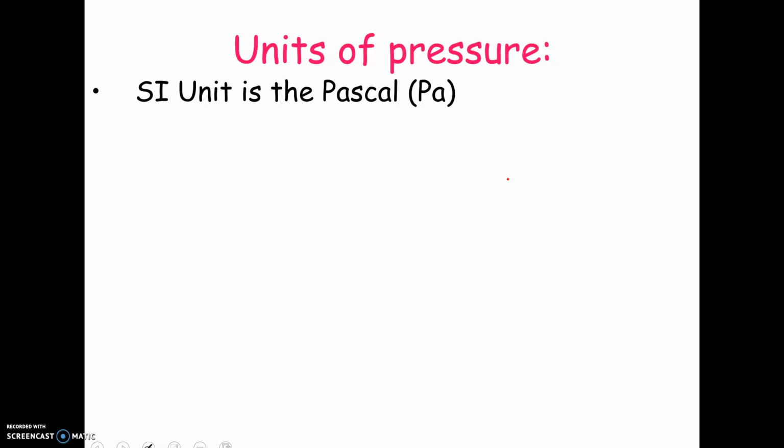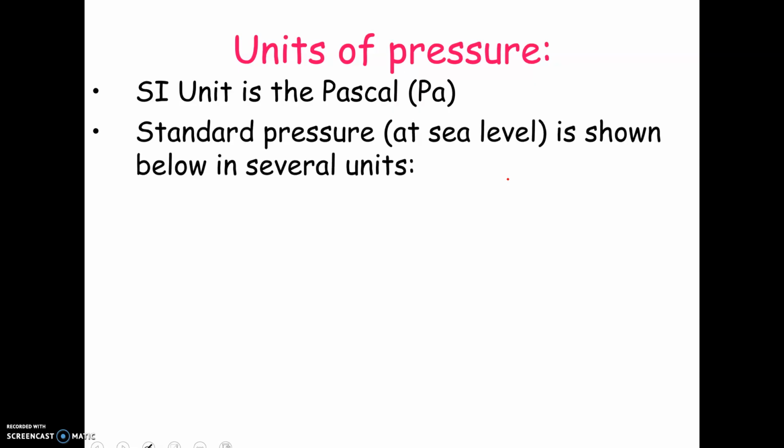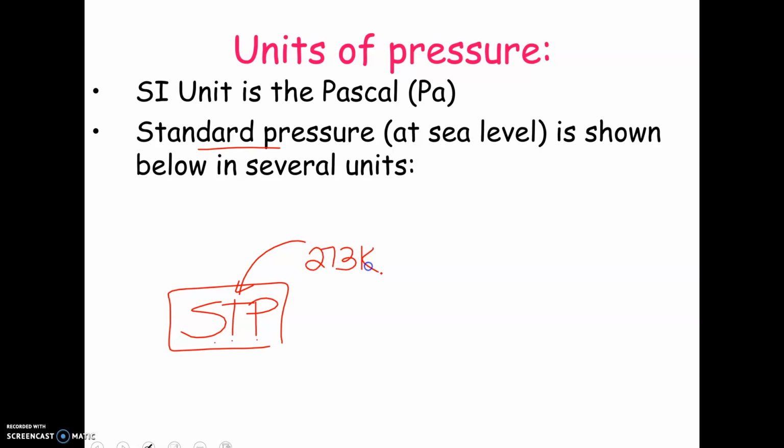Now the standard metric unit for pressure is called the Pascal, Pa, but there are actually lots of units that we use for measuring gases. Standard pressure, as I said, is at sea level. You may remember in the last chapter when we were doing stoich, we talked about gases at STP, which was standard temperature and pressure. Standard temperature, which is going to come up later in this lecture, is exactly 273 Kelvin or 0 Celsius.